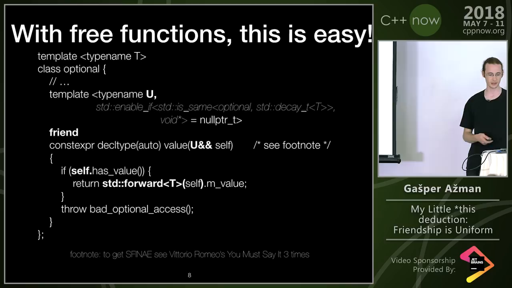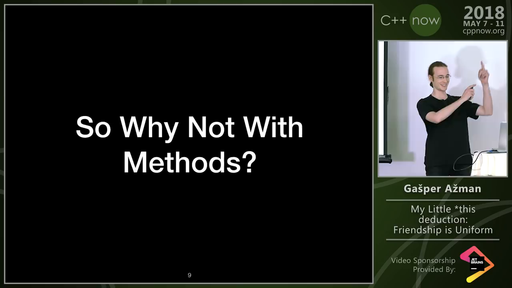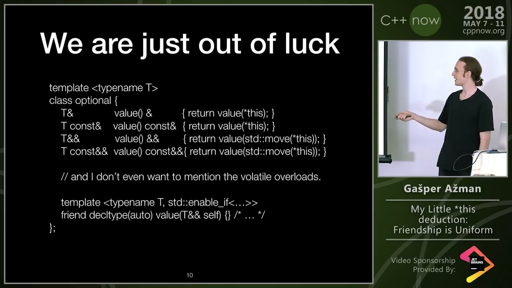So why can't we do this with methods? Yes? Because we can't match star this with a template parameter. Yes! Exactly. We're out of luck, right? We can write the previous free friend function, and we can forward to it, but still, this is kind of error-prone. And you have to do the identical thing for the star operator of optional.